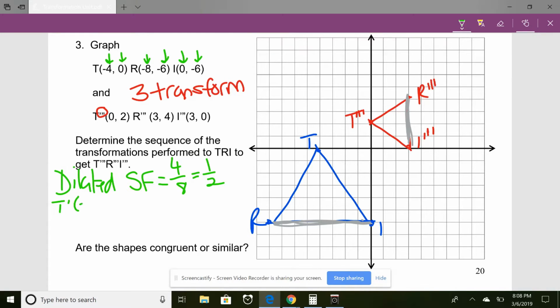So we have negative 2, 0. Negative 4, negative 3. And the last one is 0, negative 3. So negative 2, 0 is there, that's T prime. R prime is negative 4, negative 3. And I prime is 0, negative 3. All right, so now we've got our triangles the same size.